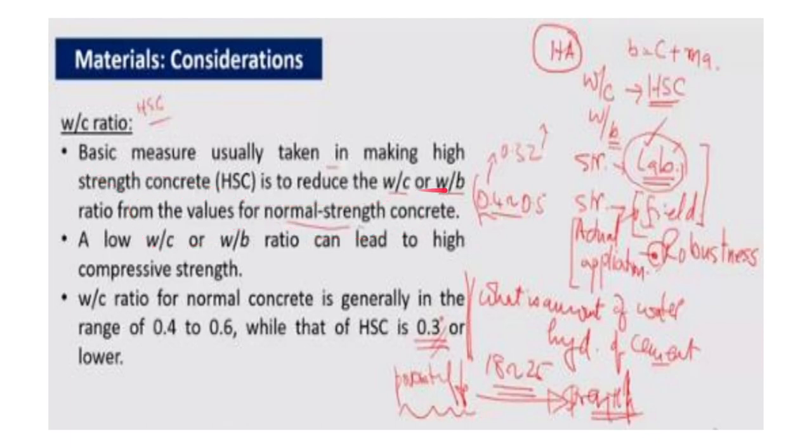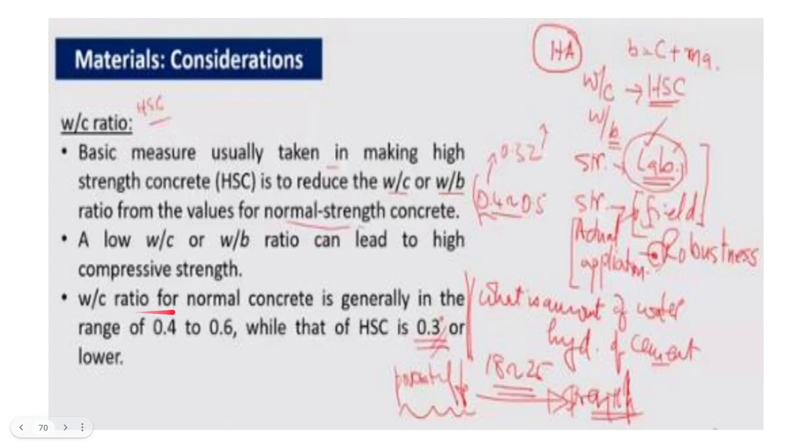HSC has a reduced water cement or water binder ratio from that of the values of normal strength concrete. A low water cement or water binder ratio can lead to high compressive strength. As we know from the Abraham's law, water cement ratio is inversely proportional to compressive strength. So lesser is the water cement ratio, more will be the compressive strength.